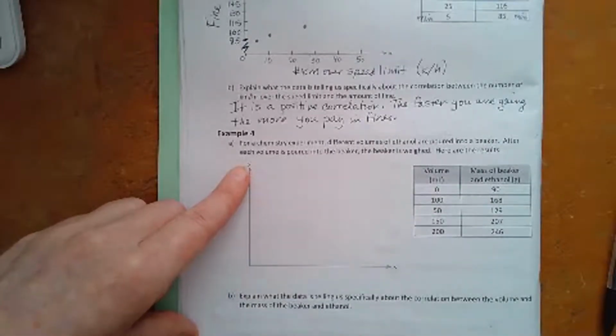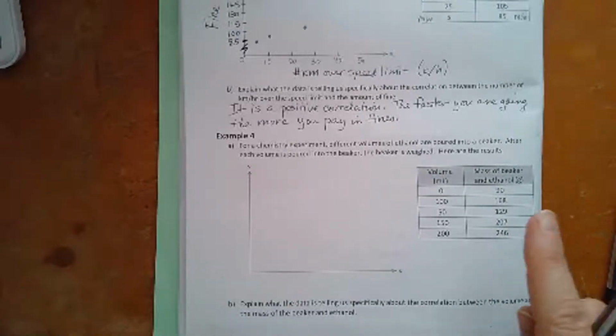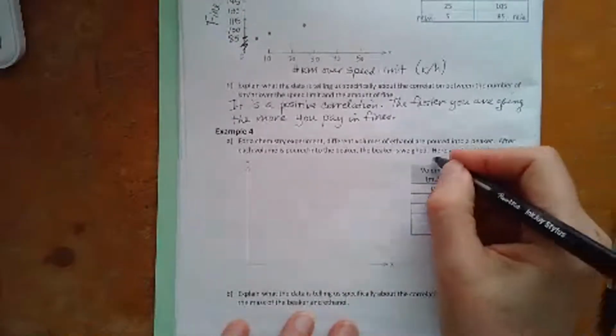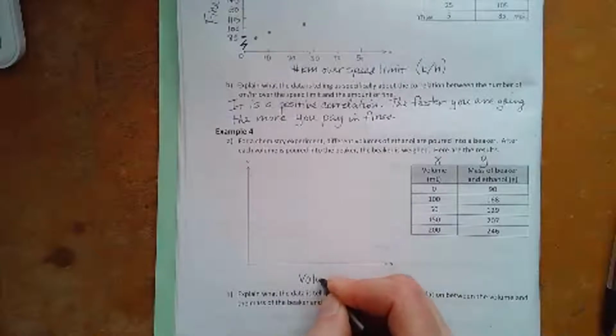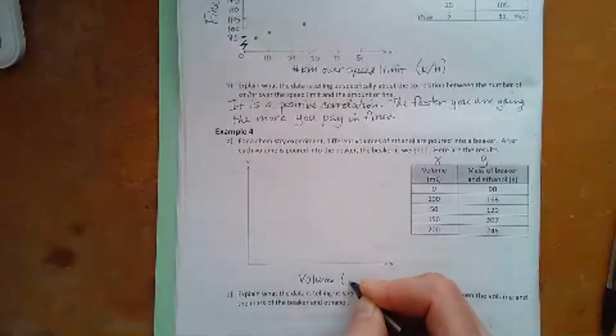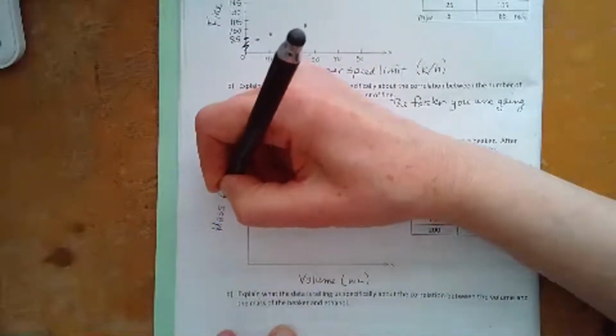So let's do the last example. Chemistry experiment: different volumes of ethanol are poured into a beaker. After each volume is poured, the beaker is weighed. Here are the results. Okay, volume and mass. So this is volume. This axis is measuring volume in milliliters. And this axis is, I'm just going to put mass down, and that's measured in grams.